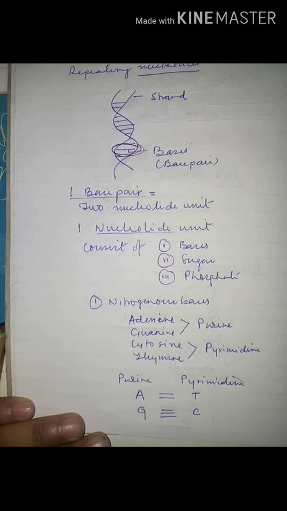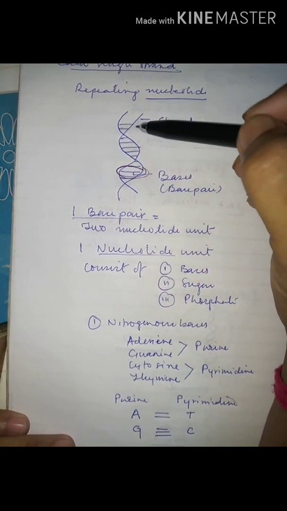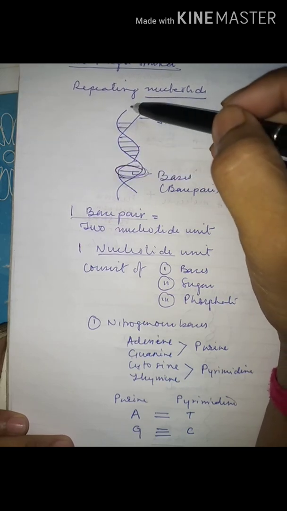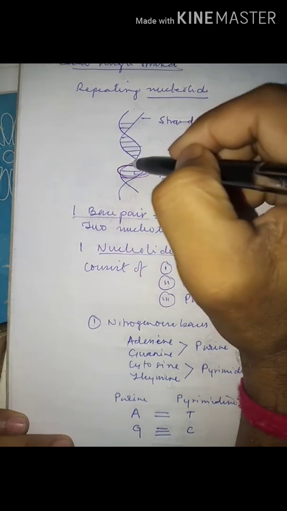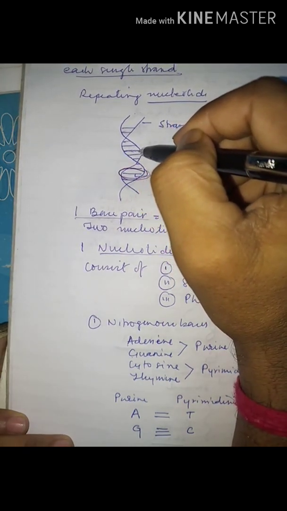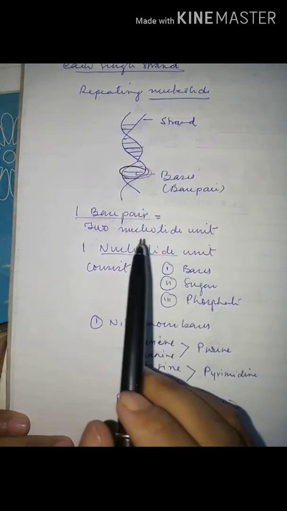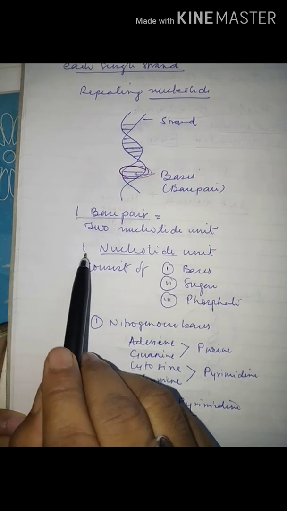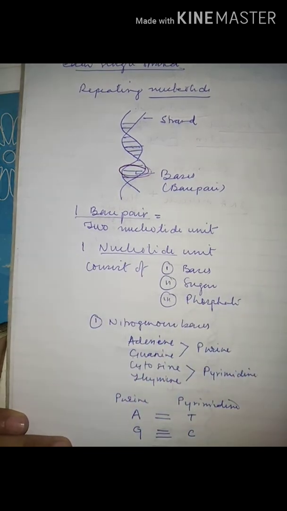Getting all of you? Once more, this is double strand DNA, consisting of 2 strands and the bases in between. A single base pair, this rung of the DNA, is a single base pair. A single base pair consists of 2 nucleotide units. A single nucleotide unit consists of base, sugar and phosphate.